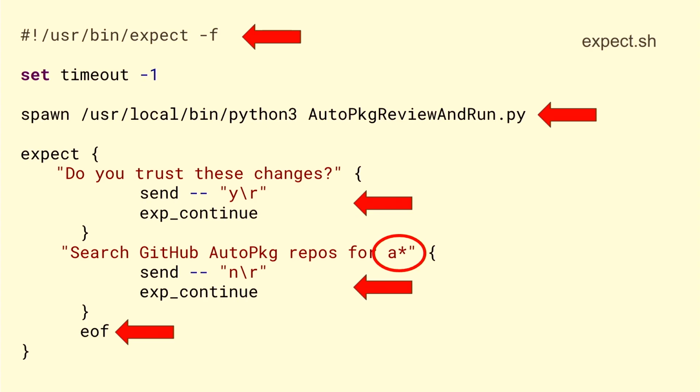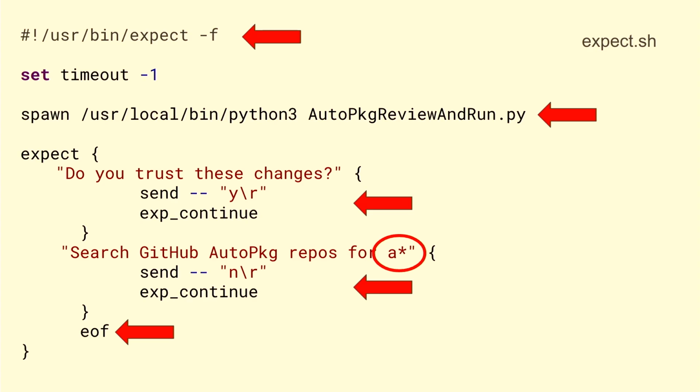And then this would be how we would automate that process. So we would run an expect command or a file. We would spawn that Python script. We would expect multiple different prompts. We're expecting, do you trust these changes? And search GitHub auto package repos for a star.